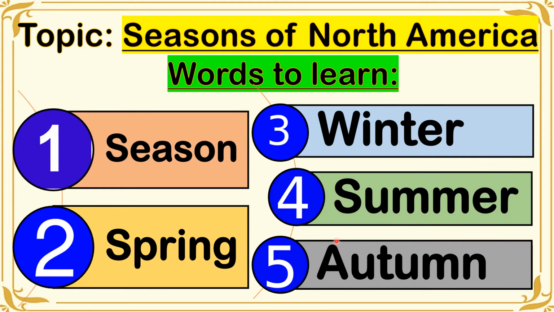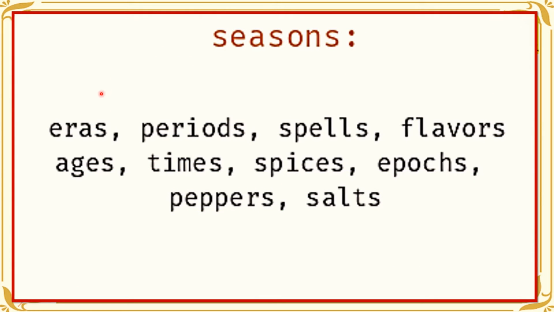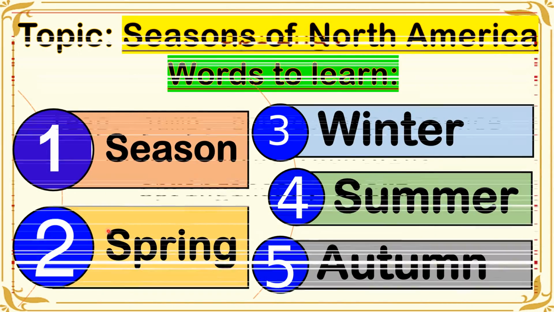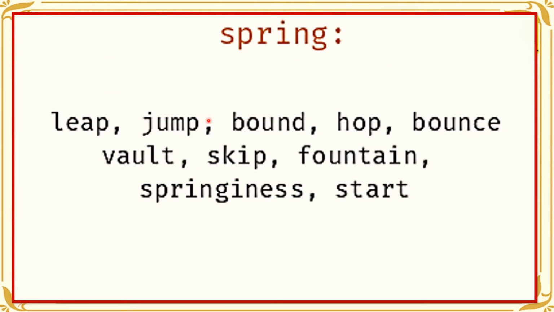Now let's read the meaning of these words one by one. Seasons means eras, periods, spells, flavors, ages, times, spices, epochs, peppers, and salts. But class, the meaning of the word season in here is about the eras or periods in which these different seasons occur. The next word is spring. Spring means to leap, jump, bound, hop, bounce, vault, skip, fountain, springness, start. So class, the meaning of the word spring in here is the word start, in which the flowers and the trees are starting to bloom.